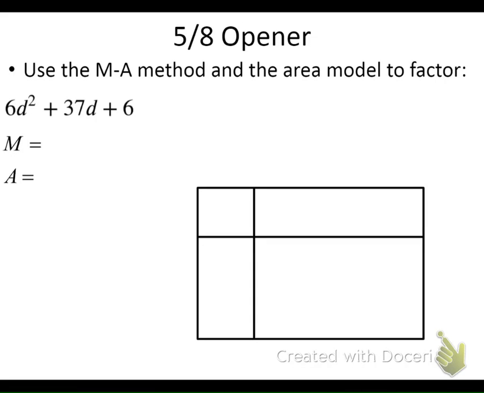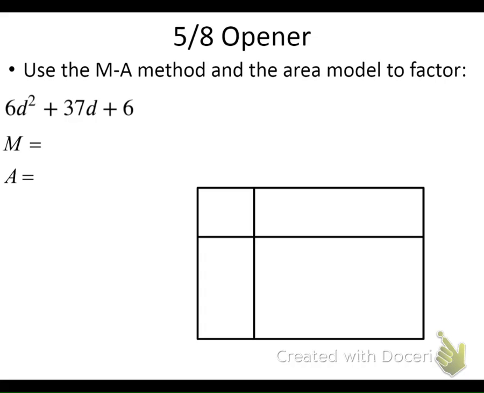Okay, so today's opener, it's using the MA method to fill out the area model, or basically you're using the MA method to factor. So when you're using the MA method to factor, if you're looking at your notes, you have 5 steps that you need to follow. The first step is determine the M and determine the A.